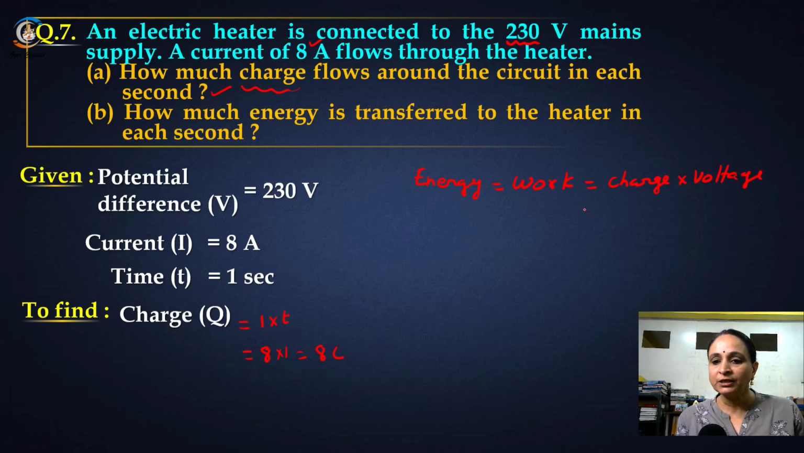Okay, what is the potential difference? The potential difference is 230. What is the charge? You just now calculated that it is equal to 8 coulombs. So it is 8 coulombs multiplied by 230 volts. Now calculate the value. So what is the value? चलो चलो आपके जैसे ही मैं भी कैलकुलेट करती हूँ ना. हाँ, आंसर निकालो. यस, गुड. हो गया. वेल, 1840 joules. Done.